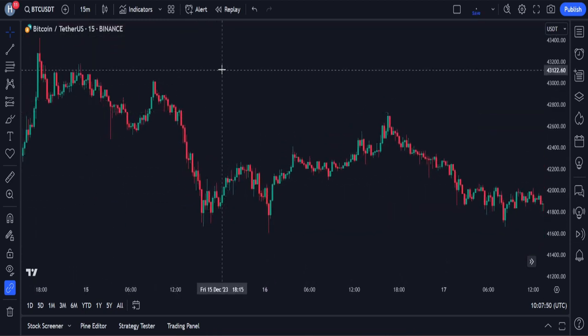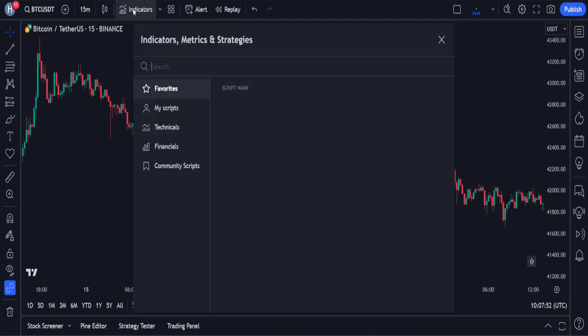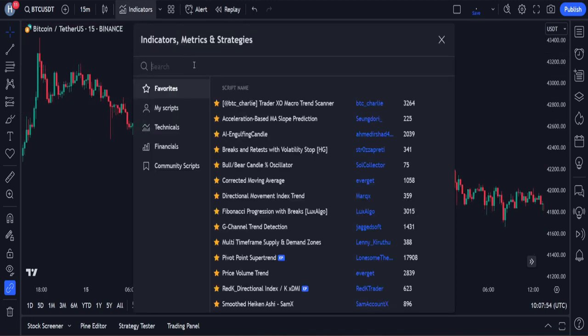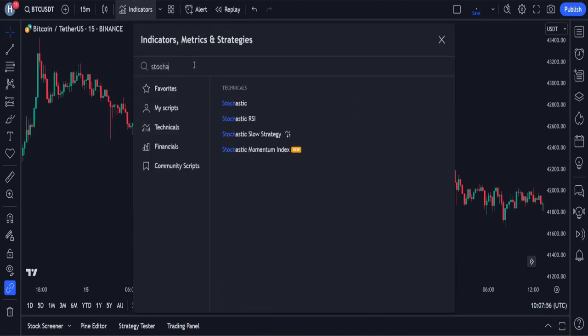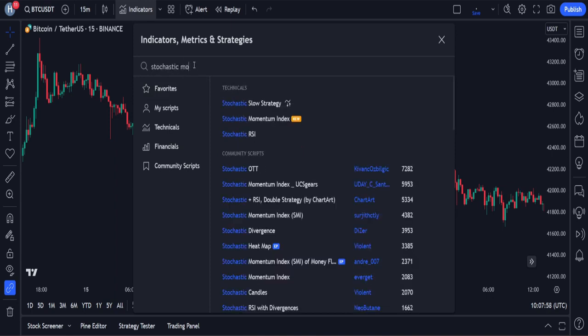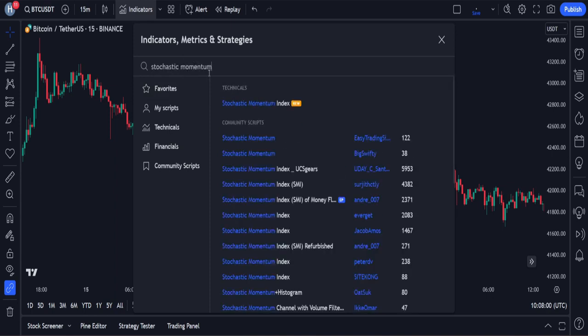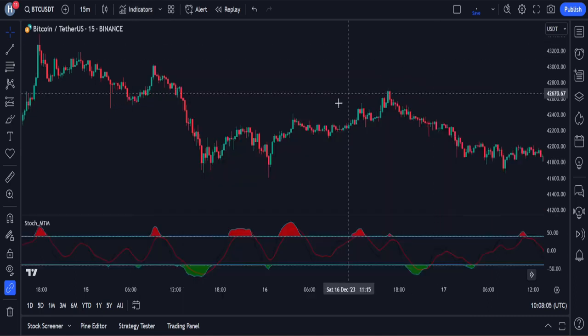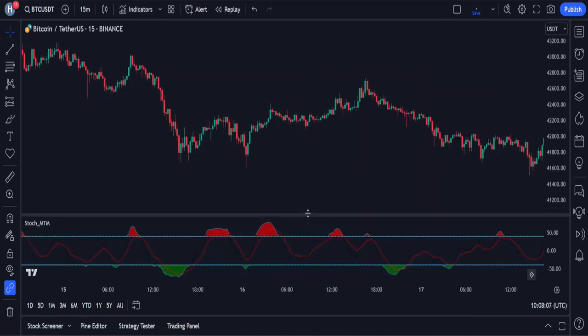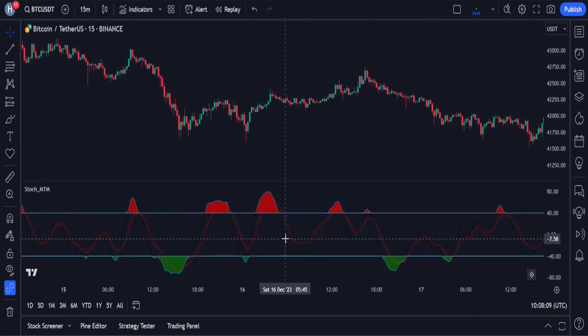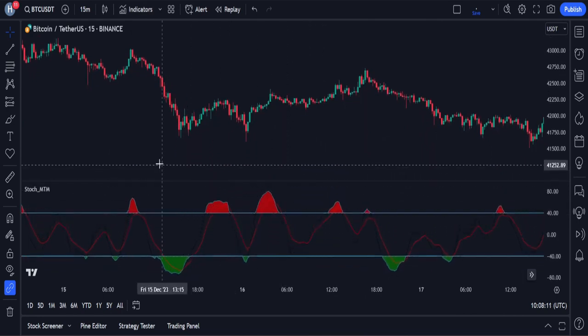So to add our first and main indicator of the strategy to the chart, we will click on the indicators table. Now, the indicator that we're talking about is called Stochastic Momentum Index, or SMI. So we will select this one created by this user. Now, after adding this indicator to our chart, there's going to be this dark line right here that is not visible because of the dark mode on TradingView.